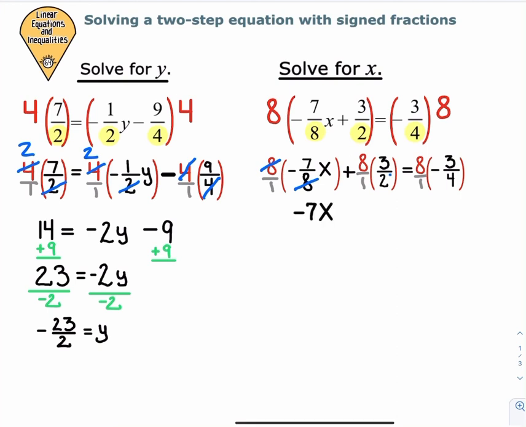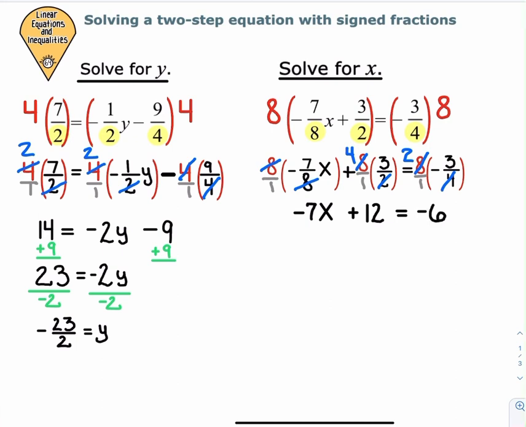The 2 and the 8 cancel next, making that a 4, and 4 times 3 is 12, equals, the 4 and the 8 cancel, making the 8 a 2. We have 2 multiplied by negative 3, which is negative 6.